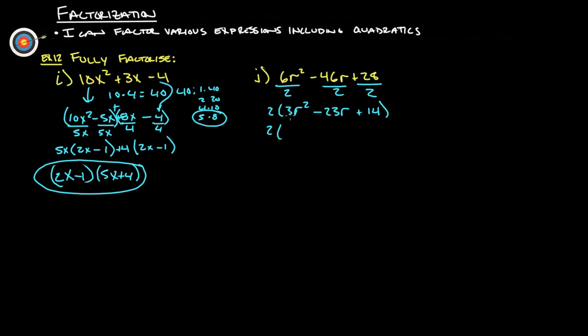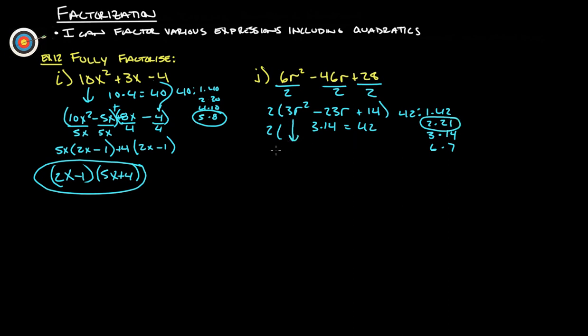Leading coefficient is not 1, so we have to go 3 times 14, which is what, 42? So we got to come up now with the factors of 42. 1 times 42, 2 times 21, 3 times 14. Let's see, no 4s, 5s, but we do have 6 times 7. Okay, so now we got to figure out which ones of these add up to 23. There it is. 2 and 21 add up to 23.